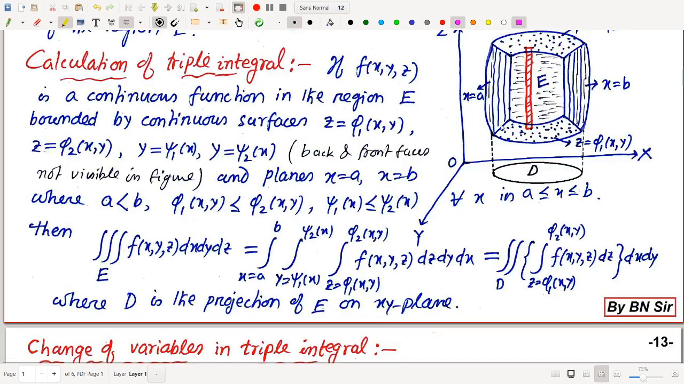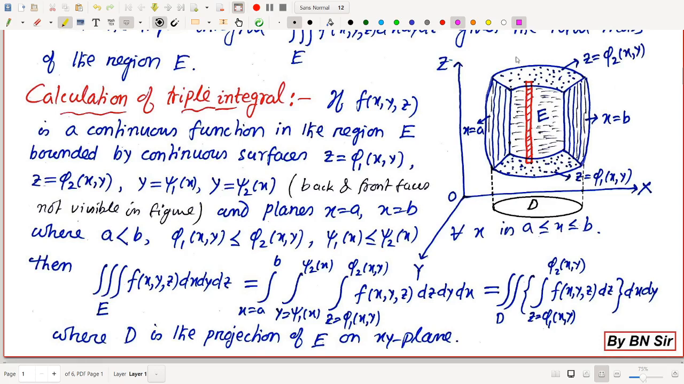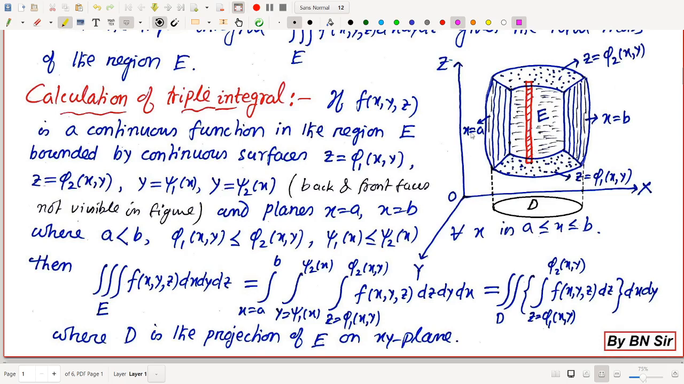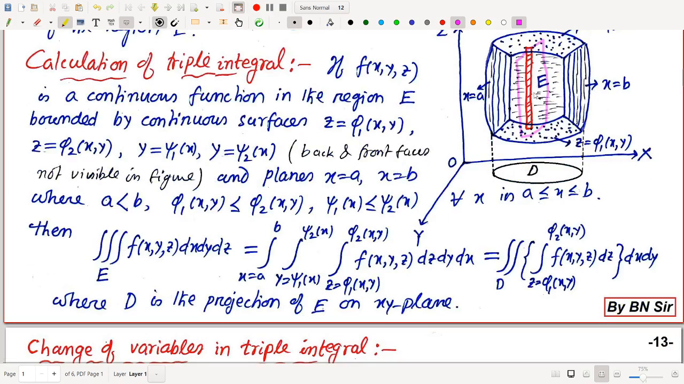With respect to z we integrate; here x and y are both constant along this strip, as if a partial integral with respect to z. Then we integrate from y equal to psi 1 x to psi 2 x, which means the strip is moved parallel to the YZ plane from back to front. Back to front, a sheet will be generated. If we move this strip from back to front, psi 1 x to psi 2 x, a sheet will be generated. So integration along this strip.